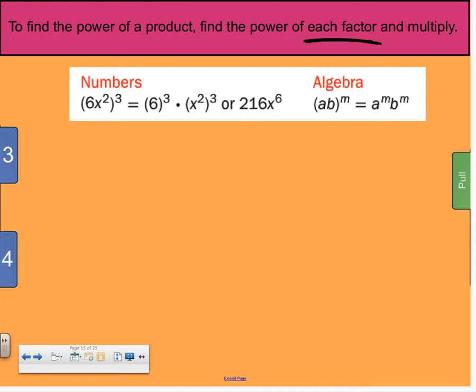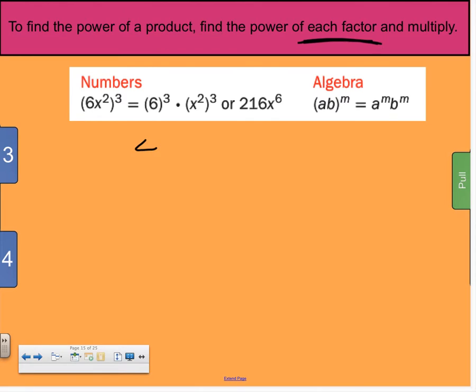The key thing for you to remember is each factor. Therefore, it's also important that you be able to identify what each factor is. If you can identify each factor in a monomial or in an expression, then you'll be able to raise it to the power and it won't be a problem. Let's check out example 3.